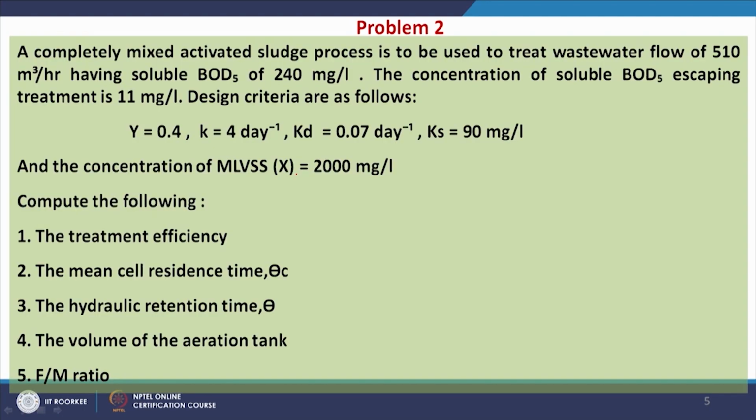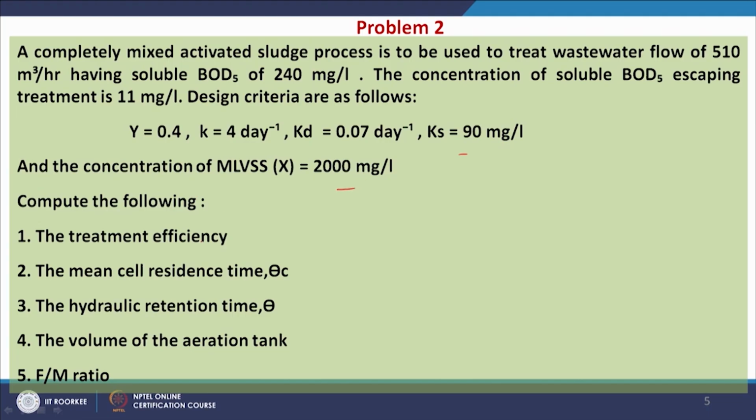Then problem number 2, statement: a completely mixed activated sludge process is to be used to treat wastewater flow of 510 meter cube per hour having soluble BOD5 of 240 mg per liter. The concentration of soluble BOD5 escaping treatment is 11 mg per liter. Design criteria are as follows: Y equal to 0.4, k equal to 4 per day, kd equal to 0.07 per day, Ks is equal to 90 mg per liter, and the concentration of MLVSS is equal to 2000 mg per liter. So, these are given.